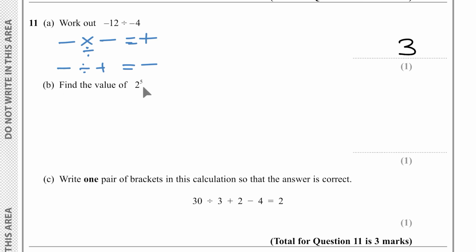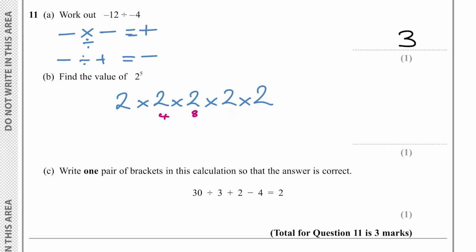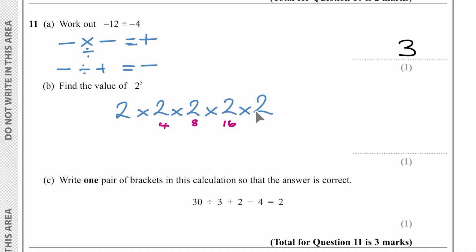11b, find the value of 2 to the power of 5. That's just 2 multiplied by 2, multiplied by another 2, and 2, and 2. And as we don't have a calculator, we're saying 2 times 2 is 4, times another 2 is 8. And another 2 gives you 16, and another 2 will be 32.